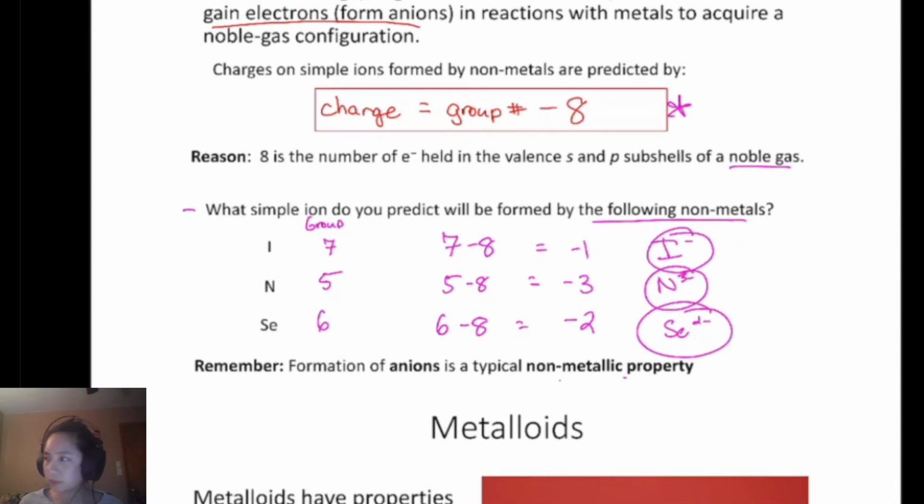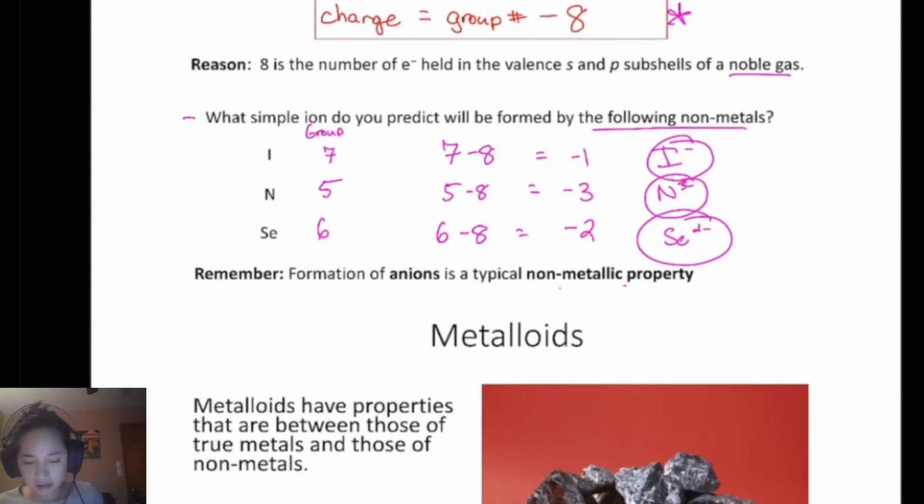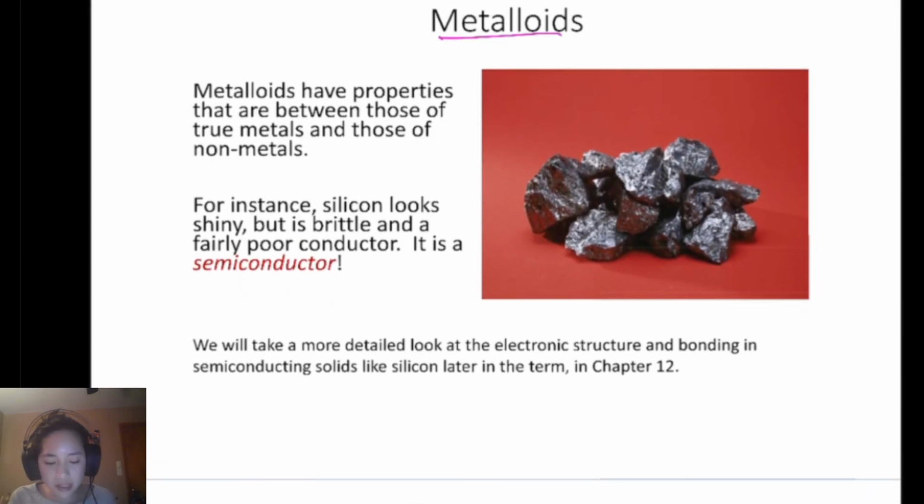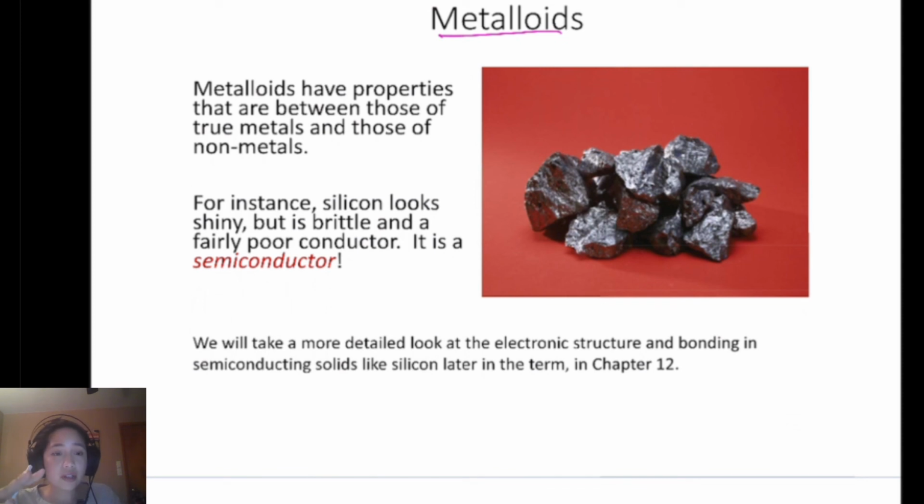All right. Last but not least, metalloids. The weird ones, the weird cousins of all the elements. Metalloids have properties that are between those of true metals and nonmetals. That's why they're called metalloids. Metals are good conductors of electricity. Nonmetals are bad conductors of electricity; they're typically insulators. So you would predict that metalloids would be in the middle, insulators and conductors, and that's exactly what they are. They actually have semiconductor properties.